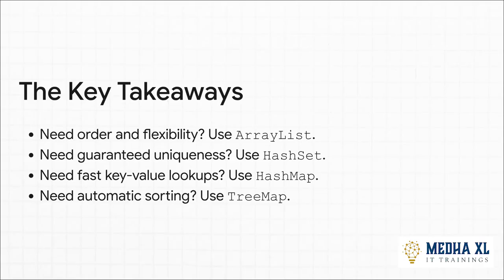So here's the cheat sheet. When you just need a simple list that keeps things in order and is flexible, you're going to reach for ArrayList. When you absolutely cannot have any duplicates, HashSet is your go-to. When you need lightning-fast lookups using a key, like a username, HashMap is your best friend. And when you need all of that speed plus automatic sorting, TreeMap is the hero.